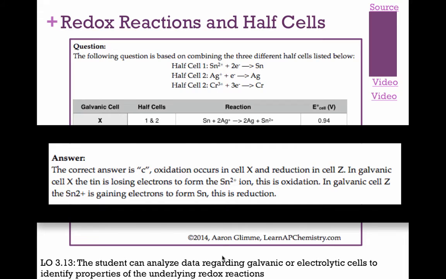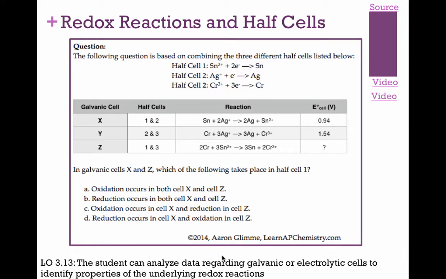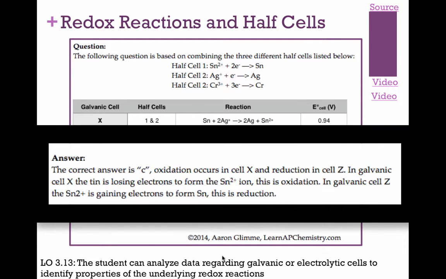Okay, right answer is C. Because half cell 1 is tin. What's happening to tin in X? 0 to plus 2. So that is oxidation. And then in Z, you're going from plus 2 to 0. It's being reduced. Okay, so that's actually it for big idea 3.